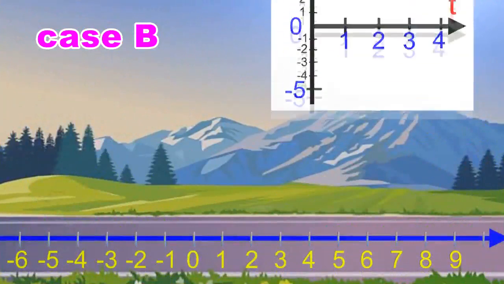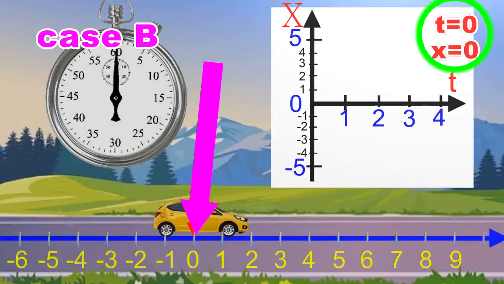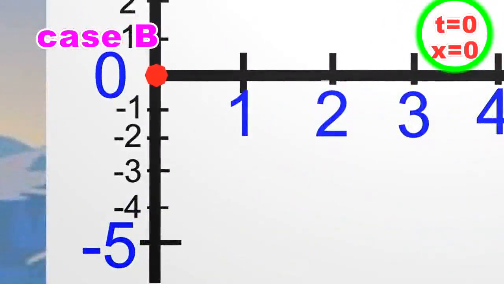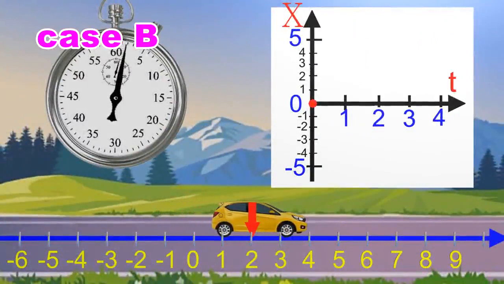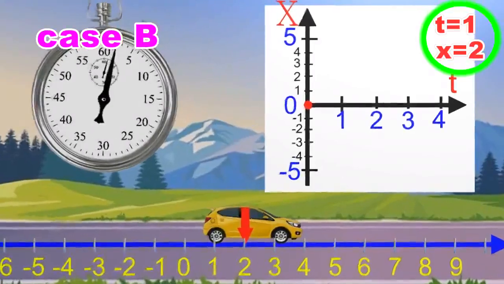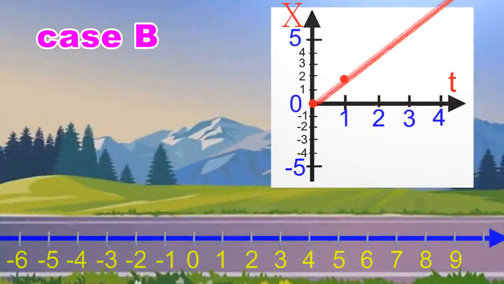B. When the person was passing the coordinate origin, we turned on the stopwatch. Answer to B. At moment 0, the moving object is at this point. 1 second later, that is, at this moment, it moves 2 meters in the direction of the coordinate axis. So it reaches this point. So its graph is as follows.